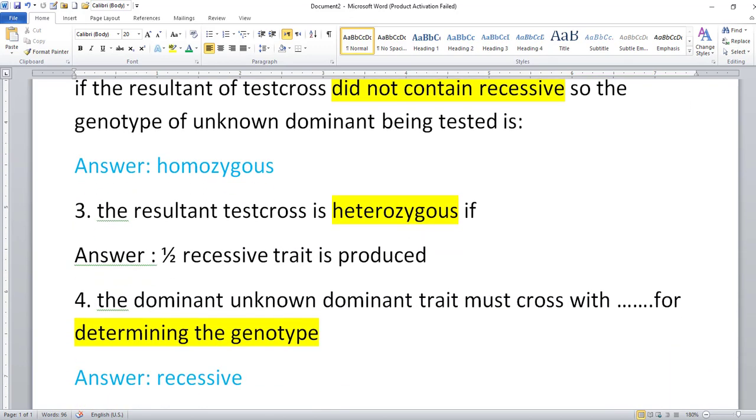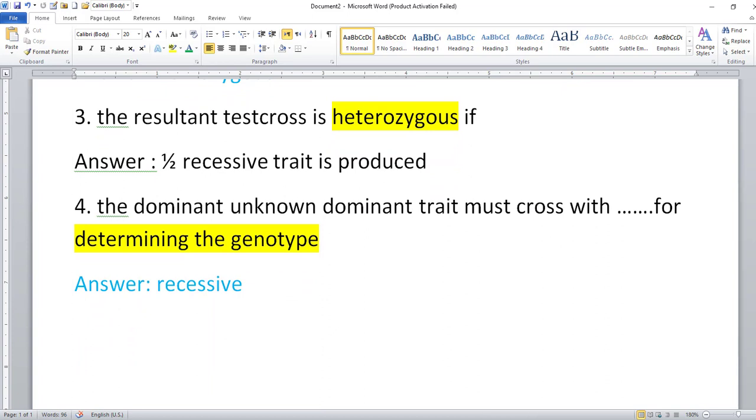Another idea: the resultant test cross is heterozygous, or hybrid. If the resulting test cross is 50 recessive trait, then the unknown dominant trait must be crossed with the recessive for determining the genotype.